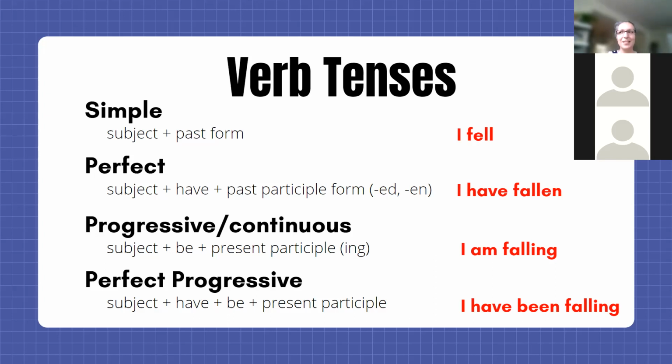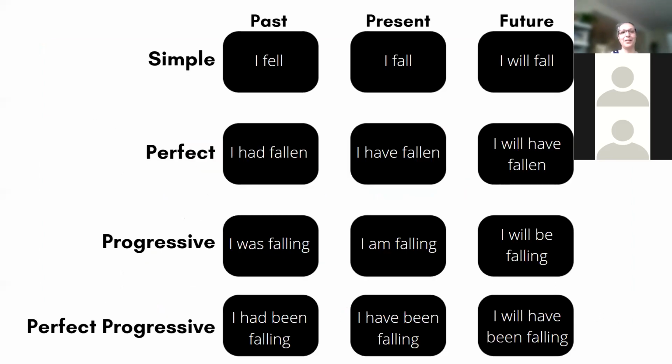So now the question is, how do we know which one's which and when to use them? So here are the 12 tenses. This is quite big. These are all the tenses that exist in English. There are 12, and these are all their forms. And we're going to look at each one of them individually. Please stop me if I'm going too fast and you've got questions.